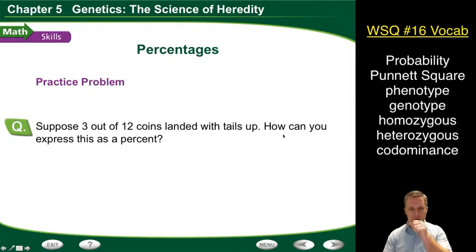Let's do an example. I want you to write this one down and solve it in your notebook. Let's suppose 3 out of 12 coins landed tails up. How can you express this as a percent?